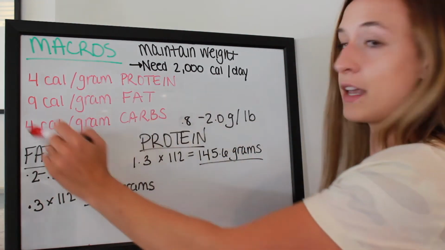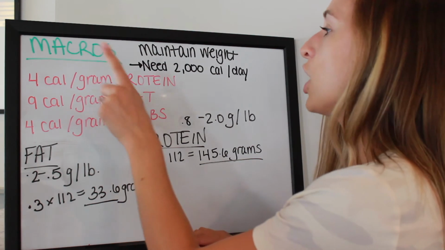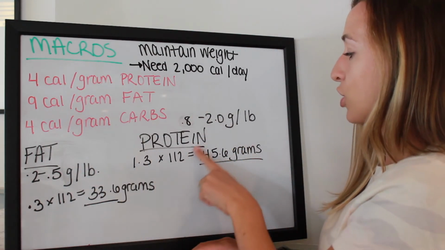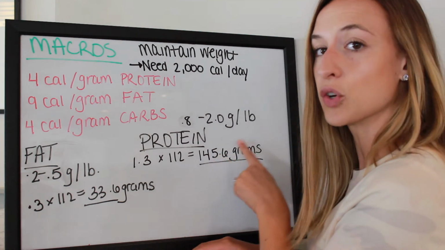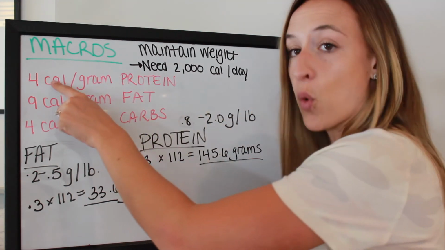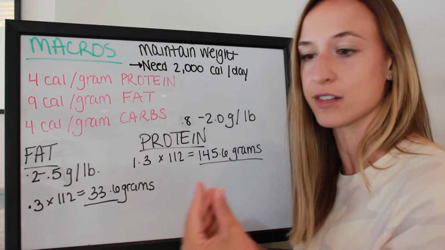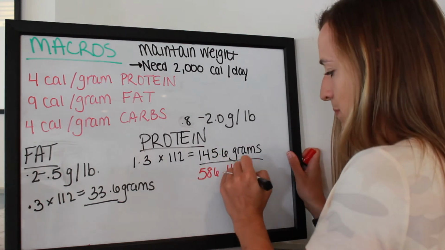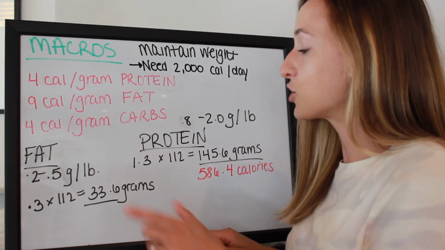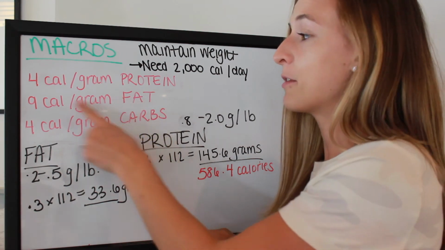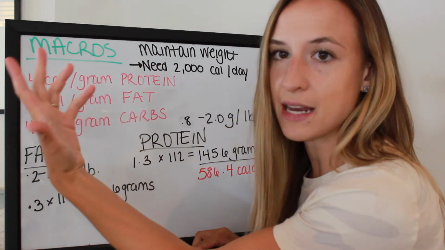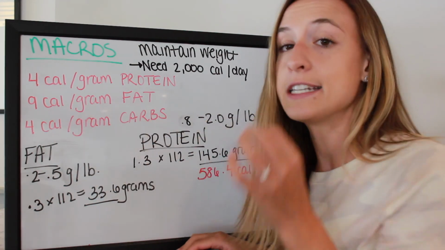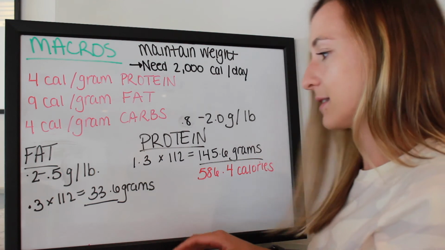So above, we said that for every gram of protein, it's 4 calories. So what we'll do is we'll do 145.6 grams times 4 to get our protein in calories. Likewise, we'll do the same thing for fat. So before we said that for every gram of fat, it's 9 calories. So the same premise goes. We're going to do 33.6 times 9 to get our fat in calories.